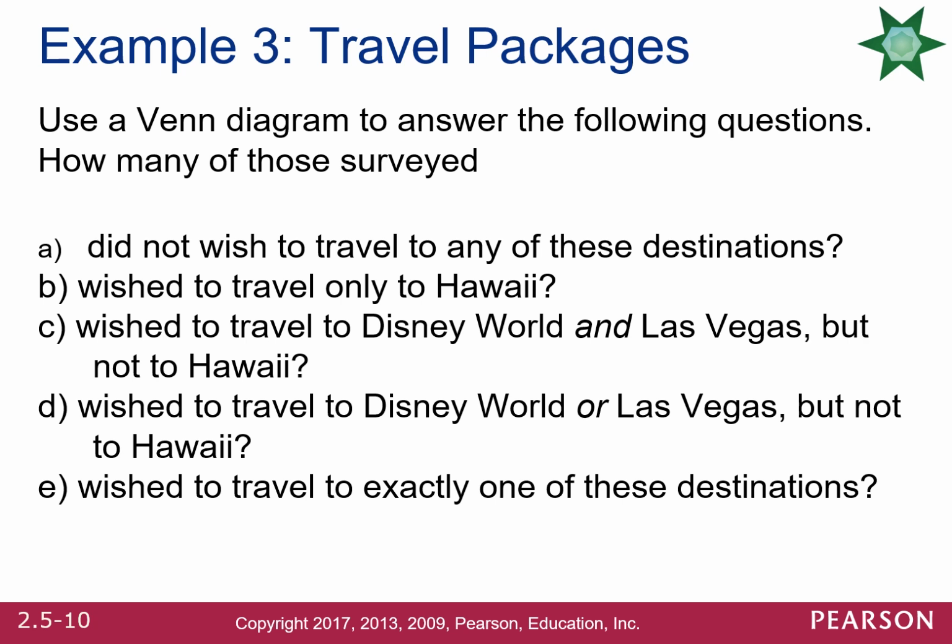Here are the questions they want us to answer on that problem. So how many of those surveyed, remember there were 125 surveyed, did not wish to travel to any of these destinations? All right, so people who had no interest in those destinations, remember, they would not fall under any of the 3 sets.